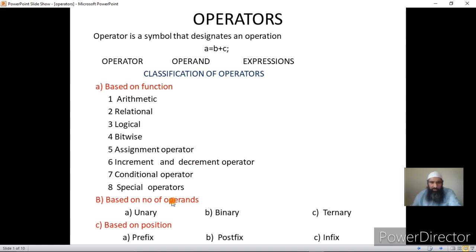That is the type of function that is performed by the operator. Now, based on the number of operands that the operator can handle, we have three types of operators. One is unary, one is binary, and one is ternary. Unary operator can handle only one operand, while binary operator can handle two operands, and the ternary operator can handle three operands. We have only one ternary operator available in C, that is this conditional operator.